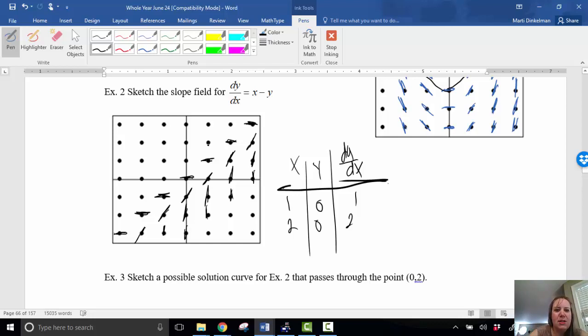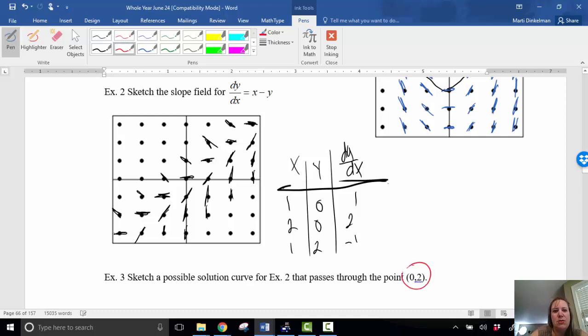Let's look up here. So this is going to be 1, 2. So that's going to turn to negative 1. So that's what's going to happen at these, negative 1s. Okay, you get the idea hopefully there. We can do some more if you want.